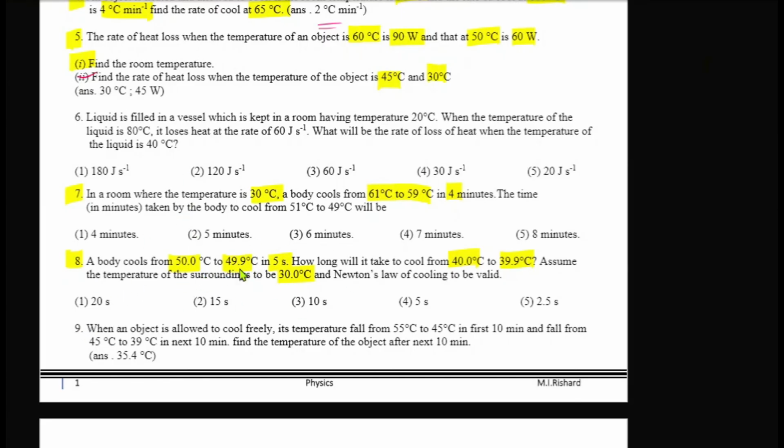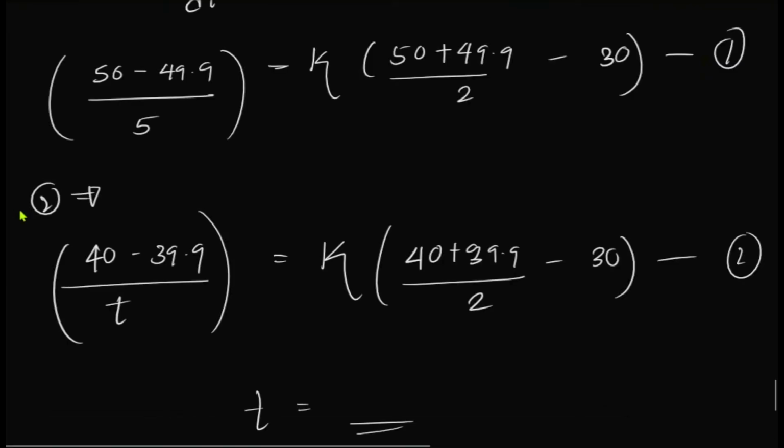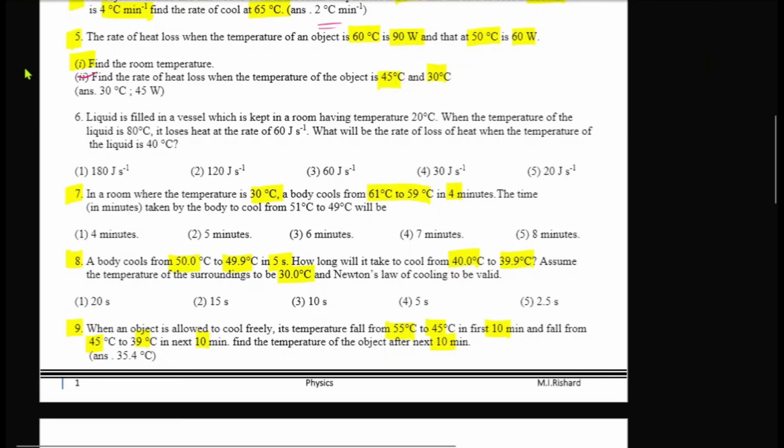Eighth one done. As a final question, I will do the ninth one and wind up. In the ninth one, what they're saying is that when an object is allowed to cool freely, its temperature falls from 55 to 45 in 10 minutes and falls from 45 to 39 in the next 10 minutes. Find the temperature of the object after the next 10 minutes. It's not a very complicated question. You'll have to use the same concept.